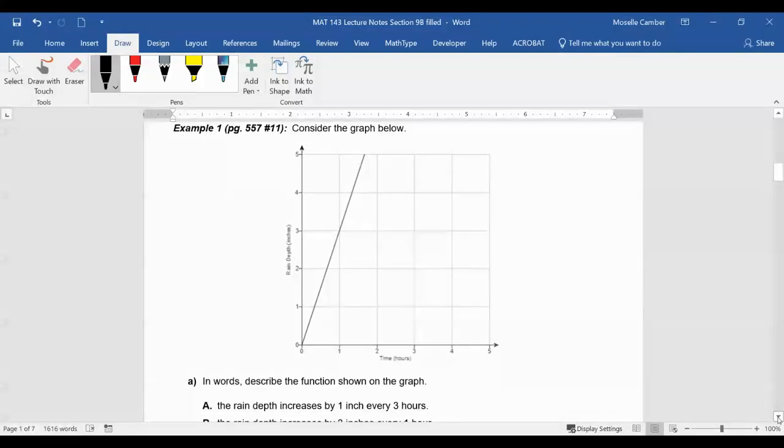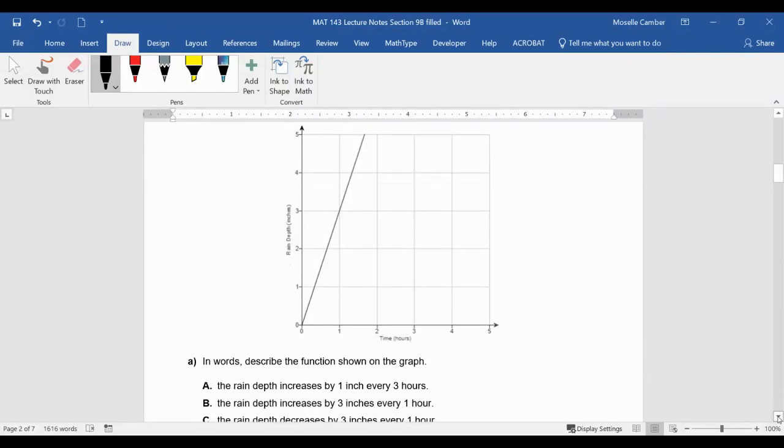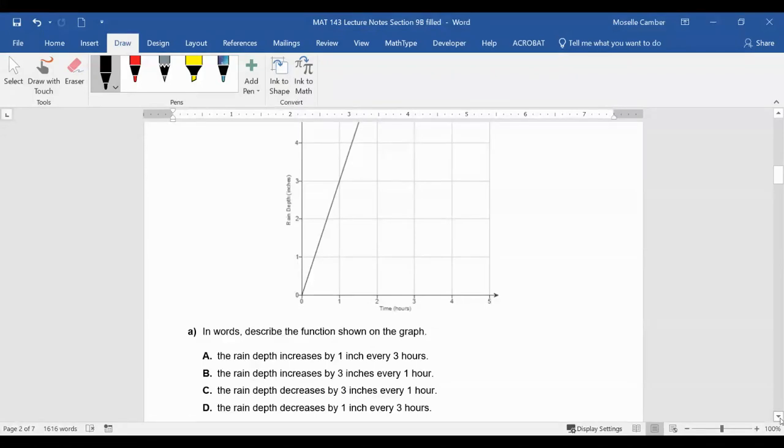Okay, let's consider this graph. Here we have a graph comparing the rain depth in inches to the time in hours. First, let's describe the function on the graph. We have 4 choices, and each of them talks about how the rain depth and time are connected, how they are related. The first choice, the rain depth increases by 1 inch every 3 hours. The rain depth increases by 3 inches every 1 hour. The rain depth decreases by 3 inches every 1 hour, or the rain depth decreases by 1 inch every 3 hours.